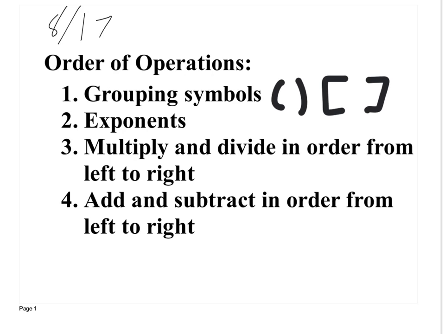I don't like "and," I like the word "or," okay? Because some people say "and," and so what they do is they multiply everything, then they divide everything, and that's not how you do it. You divide or multiply based on where it is in the expression. Right? So if the division comes before the multiplication, you do that because you're going from left to right.